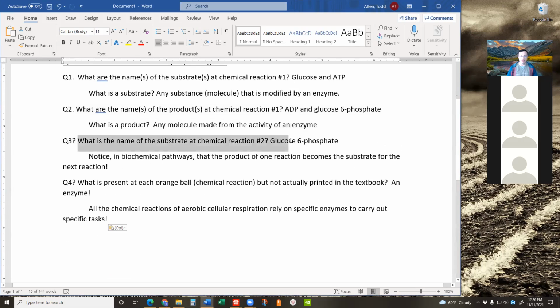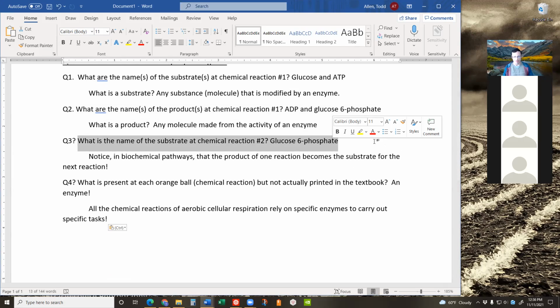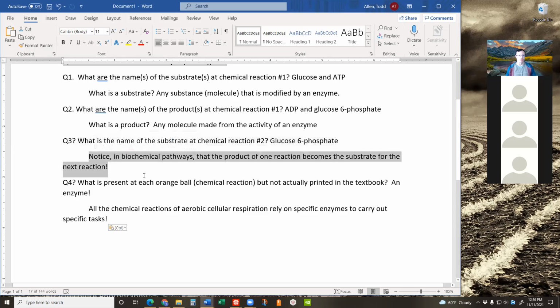Question 3, what is the name of the substrate at chemical reaction number 2? The substrate at chemical reaction number 2 is glucose 6-phosphate. Okay, the purpose of this question was to highlight this important principle.